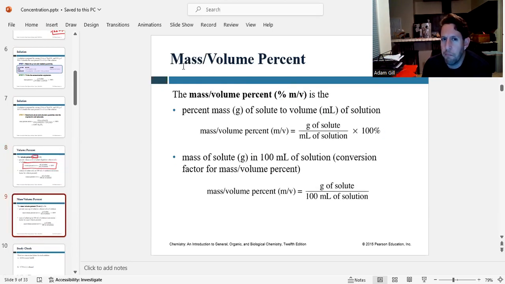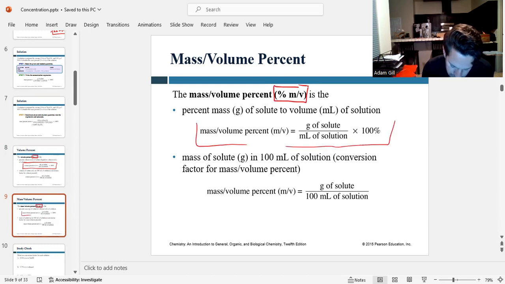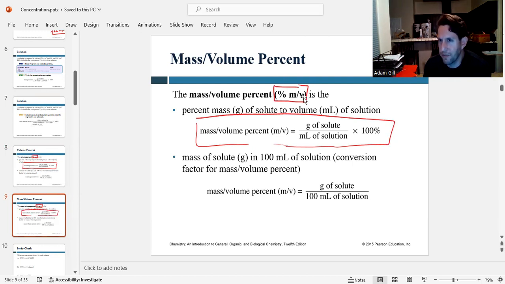Now, you can also have a mass to volume percentage, and this is abbreviated percent M over V. And we would use this in a situation where our solute is a solid and our solvent is a liquid. So like if I'm dissolving sugar in water, I would probably express that as a mass to volume percentage, grams of sugar per milliliter of water. So it's expressed as grams of solute per milliliter of solution times 100.